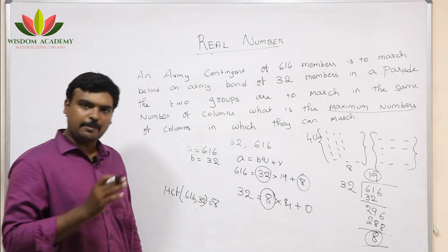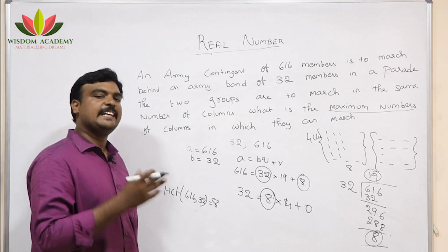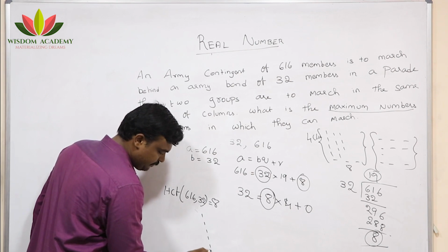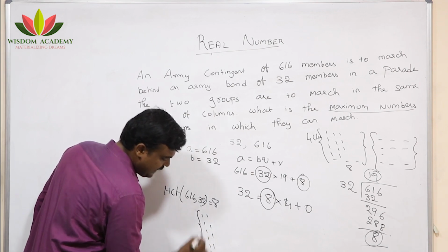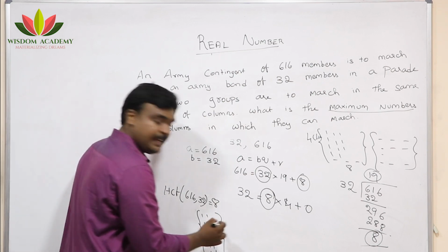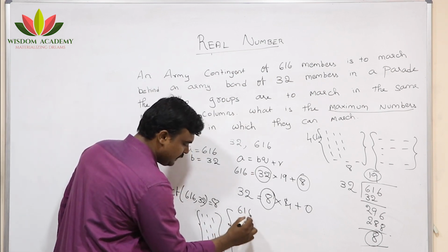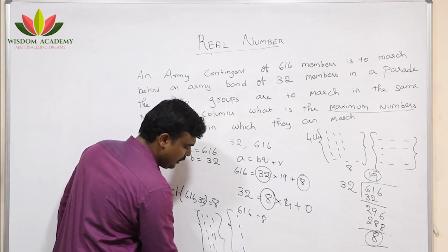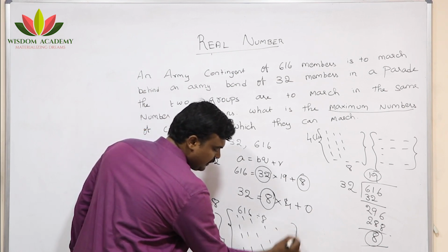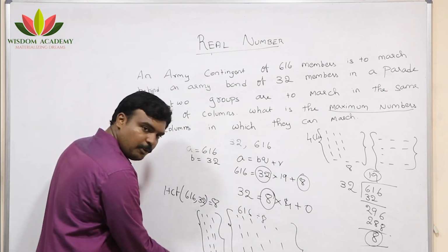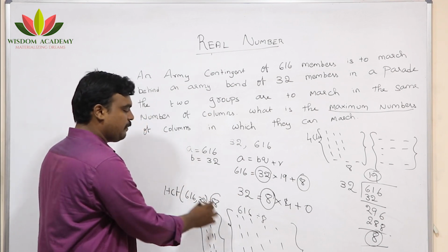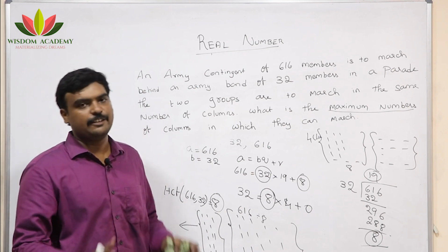So 8 is the maximum number of columns which can be formed. Other than 8, if I form, it will not work out. That is, if I form 8 columns, my military band will have 4 rows, and my 616 members will be divided by 8 into 19 rows. So there will be 19 rows for the 616 and 4 rows for the military band. So they will follow this. So this is the maximum number of columns. In this way also we can use Euclid's division lemma.